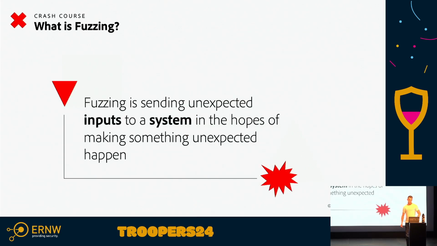So let's start very basic. What is fuzzing? Fuzzing, the way I like to define it, is just sending unexpected inputs to a system in the hopes of making something unexpected happen. So very basic definition.